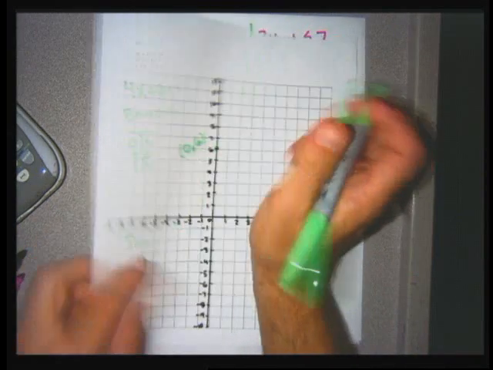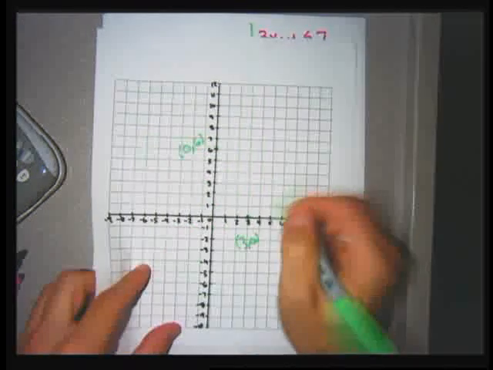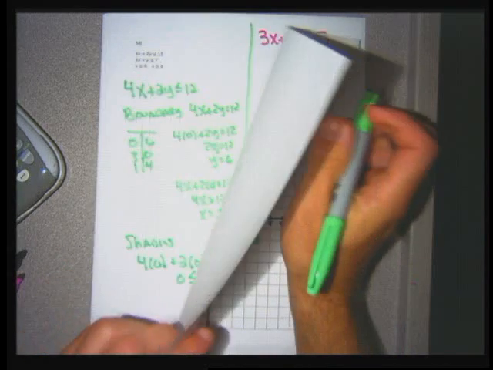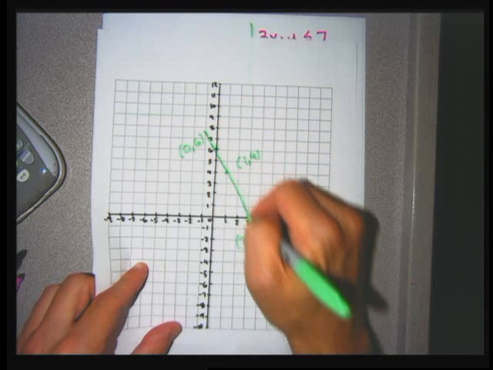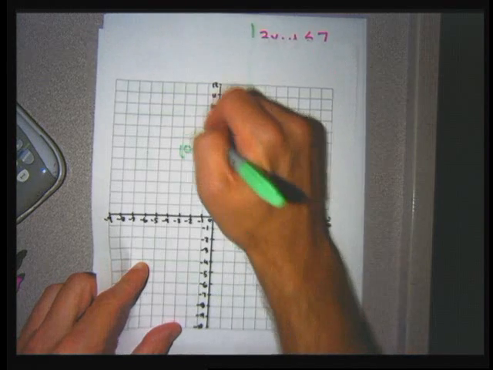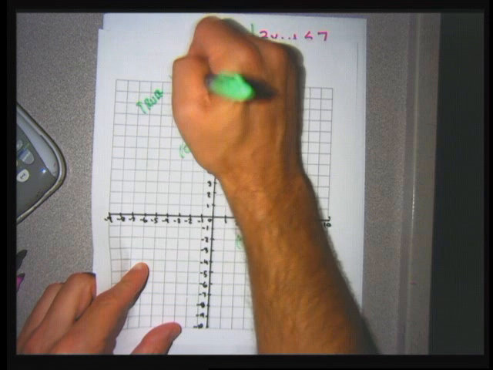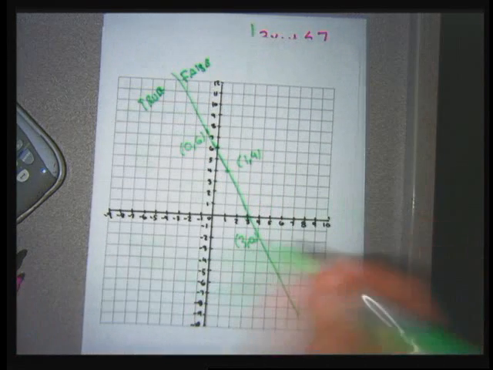I'm going to plot the point (3, 0). I'm going to plot the point (1, 4). I get a nice solid line again. And (0, 0) is on the true side of the line. The true side of the line is the side that contains (0, 0). The false side of the line doesn't contain (0, 0). So for this one, I'm going to shade down.